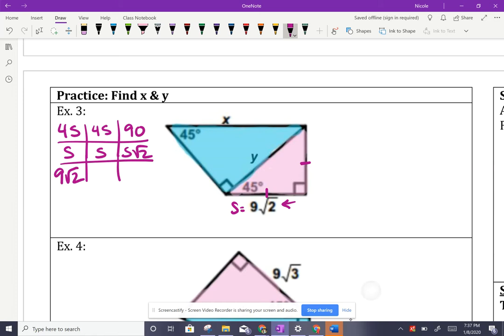And what I need to find is across from the 90 degree, which is my Y. So in order to do that, I take 9 root 2 and I multiply it by root 2, because I take my S and plug it in next to a root 2. Root 2 times root 2 gives me the square root of 4, which is 2. So if you're multiplying two roots that have the same number underneath, the root just cancels out and it just becomes that one number. So then I have 9 times 2, which is 18. So Y equals 18.